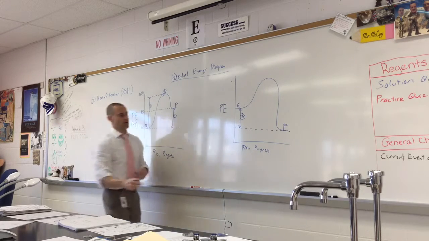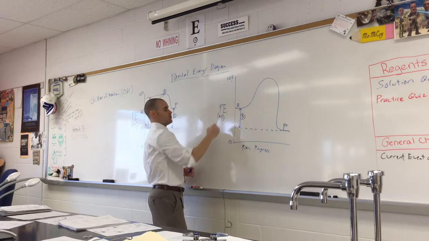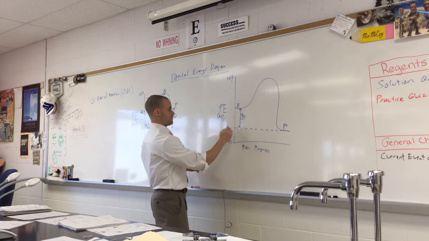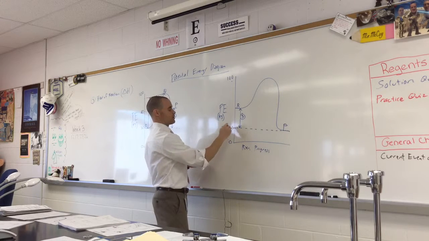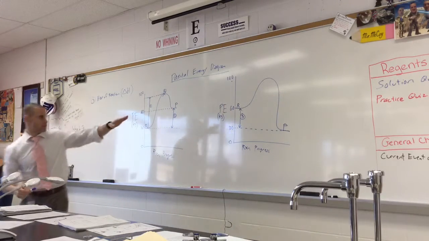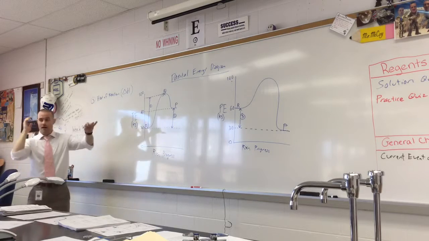Over here, let's do the same thing, 0 and 100, and we have kilojoules here, reactants, products. We'll keep it consistent: products are 30, reactants are 60. Even though it doesn't look perfect, that's fine. It's close. All right, we'll come back to that.